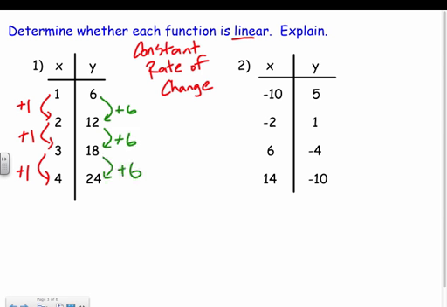So if I graph that, you think that would make a line? You bet it would. It's got a constant rate of change, right? Every time it goes up 1, the y's go up 6. That would be a constant rate of change. It would make a slope. It would make a line.